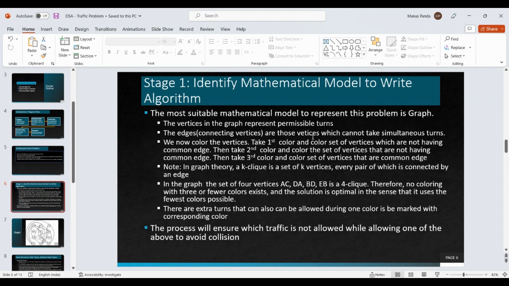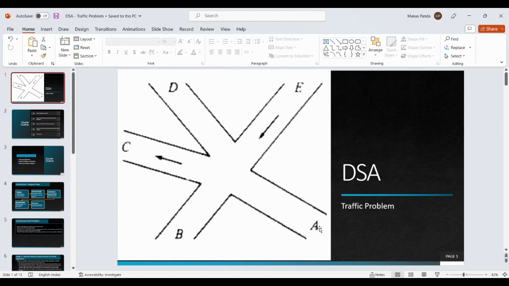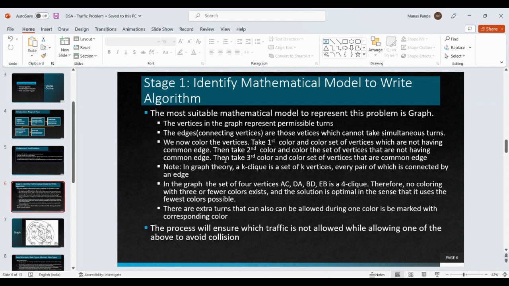And edges are connecting those vertices that cannot take simultaneous turns. So here, as I said earlier, the permissible turn is A to D, the permissible turn is E to C, but the two cannot go together. The reason being, while going A to D, E to C is not permitted, because there will be a traffic violation. There will be a collision. So we cannot allow these two traffics to go through. That is what is depicted as edges.